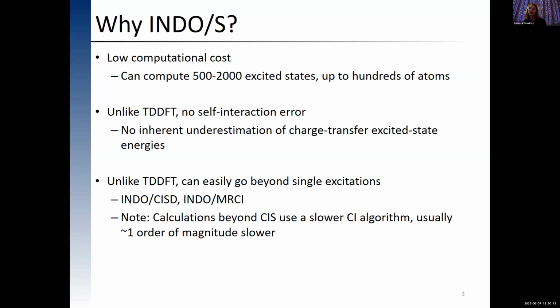The code from Jeffrey Reimer's does have two different CI algorithms, one that only handles CIS and one that handles anything with multiple excitations. If you go beyond the single excitations, it does slow down the calculations some, but it's semi-empirical, so it's still pretty fast.